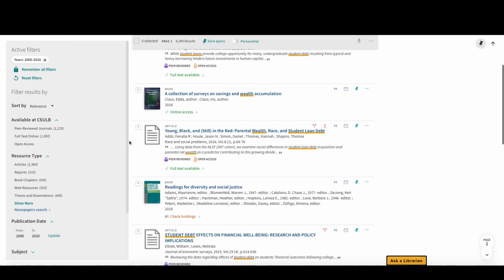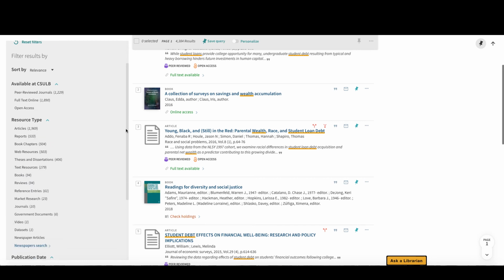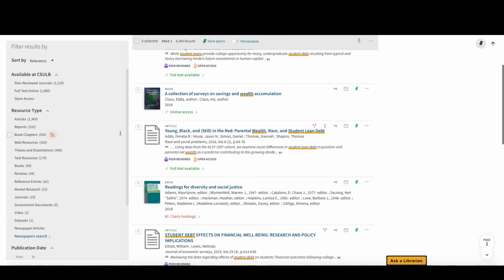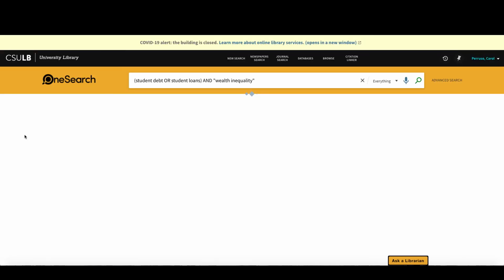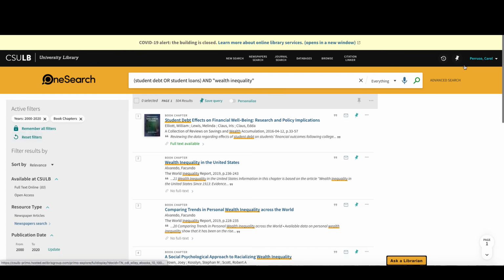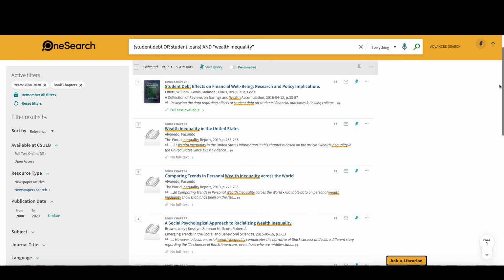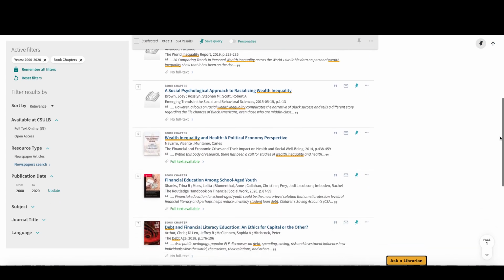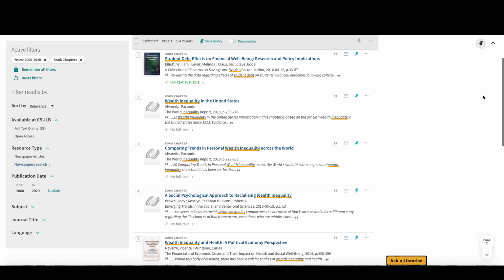You might want to take a look at books, because books and book chapters can be very useful to get an overview of a topic. So I'm going to look at book chapters. Wealth inequality in the United States, student debt effects on financial well-being, comparing trends in personal wealth inequality around the world. There's quite a bit here on wealth inequality, and presumably student debt or student loans is mentioned in that. I'm going to take the filter of book chapters off.